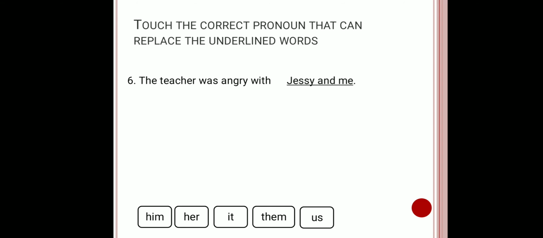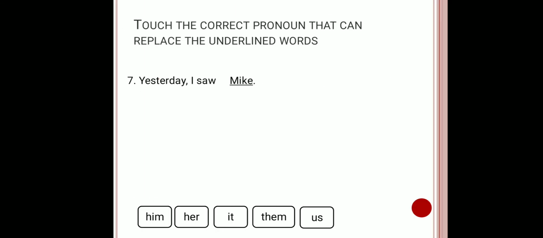If I want to replace these words, what should I put? I'm included. Jessie and me. So I cannot say with him or her, neither it. I need to use the appropriate plural object pronoun. I cannot say with them because I'm included. So I have to use the object pronoun us. The teacher was angry with us.